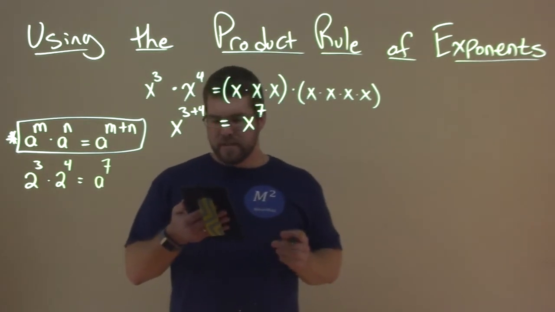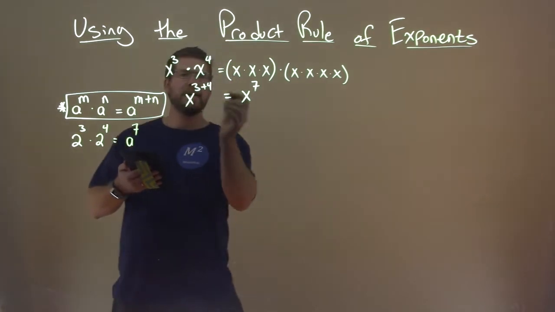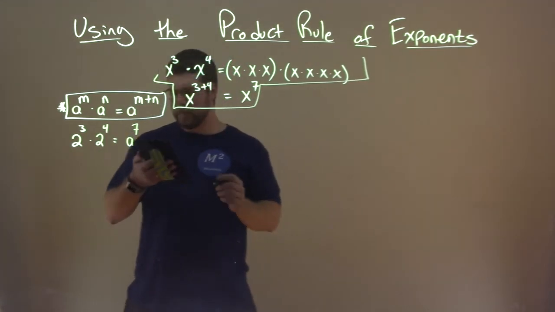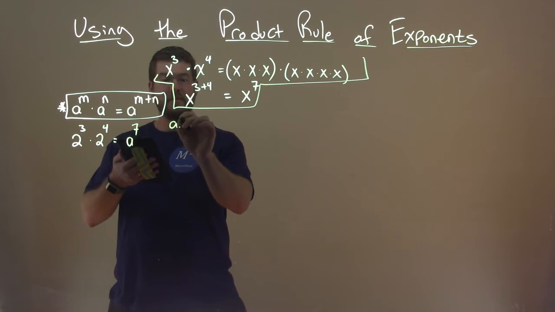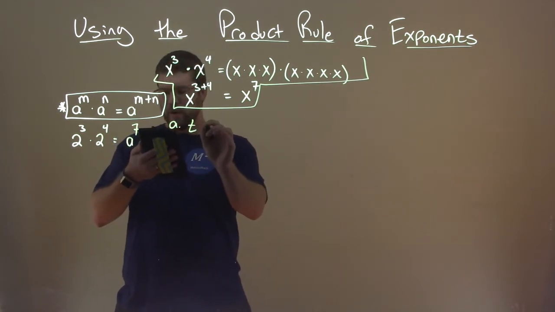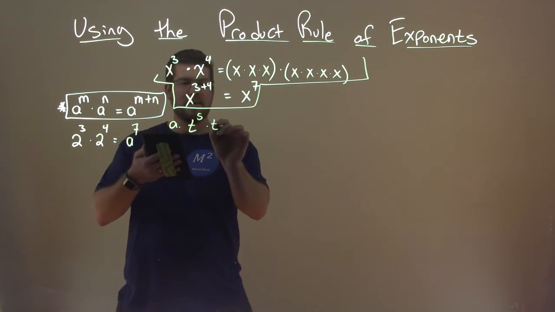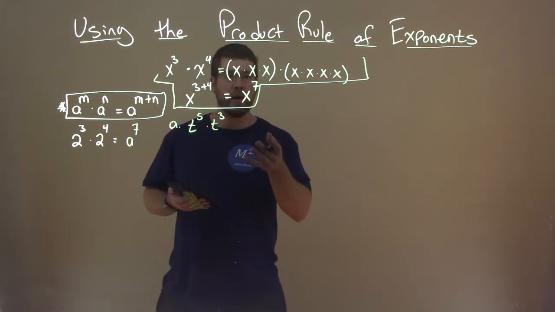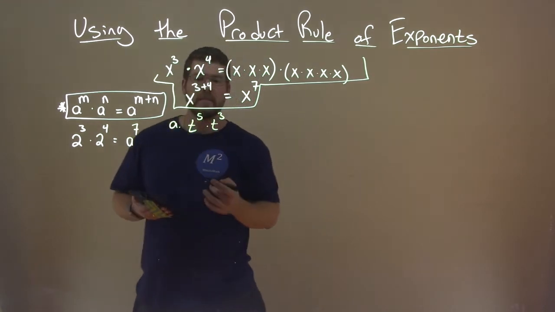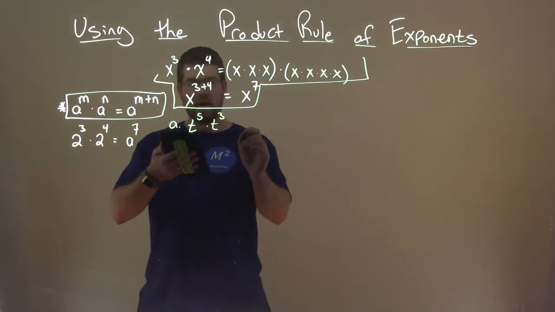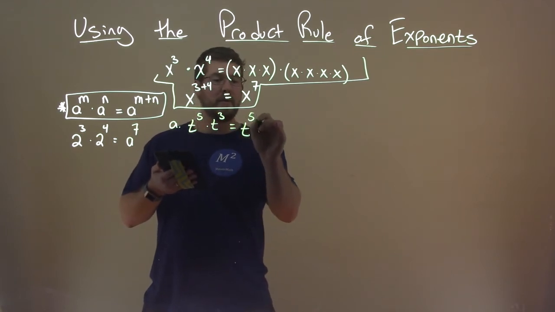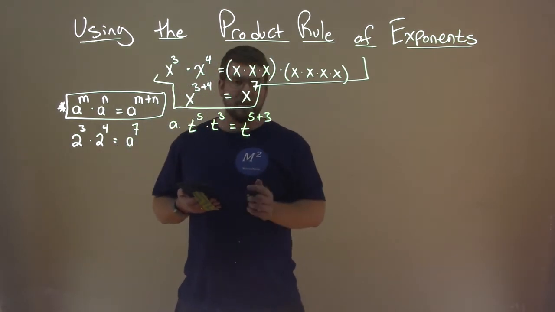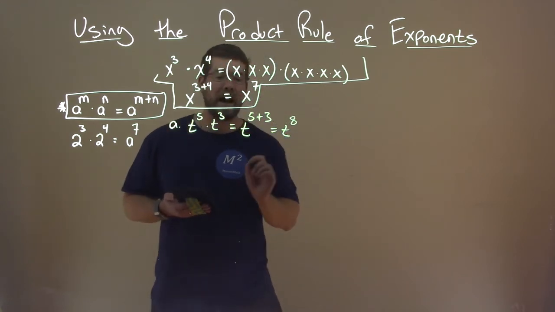So let's move on. Let's get some examples here. For our first one, example A, let's see if we can do t to the fifth power times t to the third power. Well, if I apply the product rule of exponents here, I have to add the exponents. So that's the same as t to the fifth power plus the third power. And remember, it's because the base is the same. Well, 5 plus 3 is 8. And we have t to the 8th power as our answer.